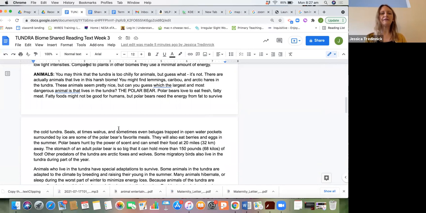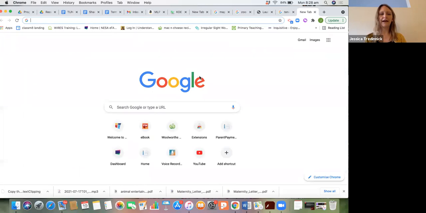Animals. You may think the tundra is too chilly for animals, but guess what? It's not. There are actually animals that live in this harsh biome. You might find lemmings, caribou, and Arctic hares in the tundra. Interesting that we see a caribou. I don't normally hear too much about these animals, but my connection goes back to an Alison Lester picture book, Imagine, where you actually have these landscapes with caribou in it. I might even find the book and the page and show you this, but this is what a caribou is.